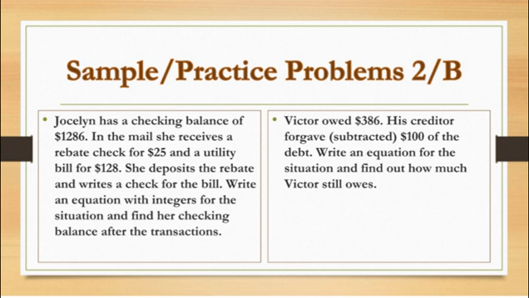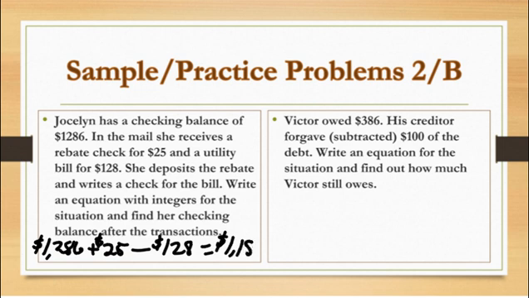So right now she has a positive $1,286 in her account. She gains a $25 rebate, so that's plus 25. But she has to write a check, so she subtracts $128 from her account. So now if we solve this one, it would be 1,286 plus 25 minus 128. She would have a balance of $1,183 in her account.